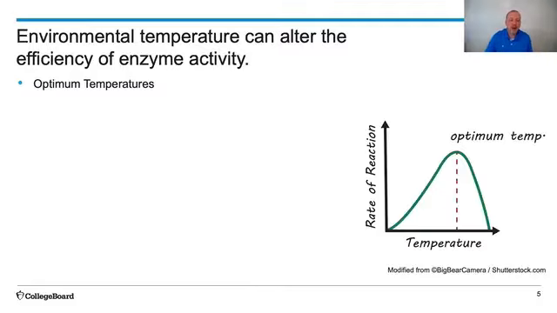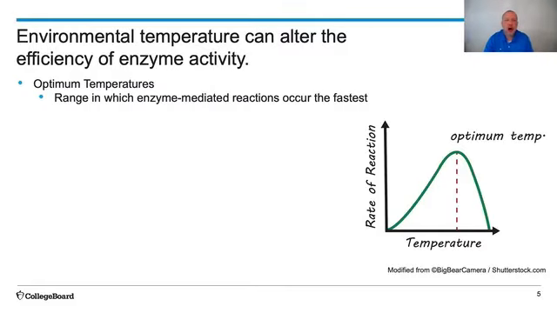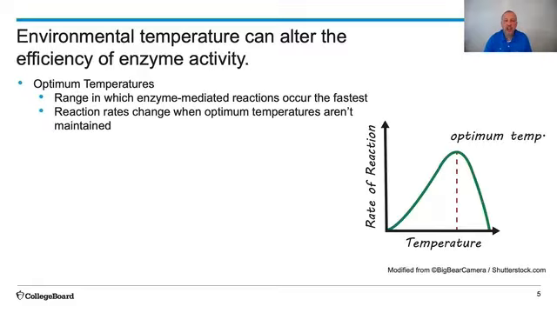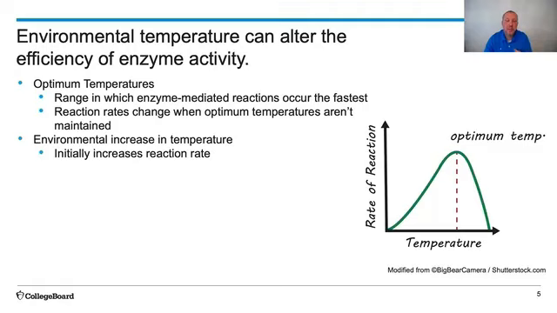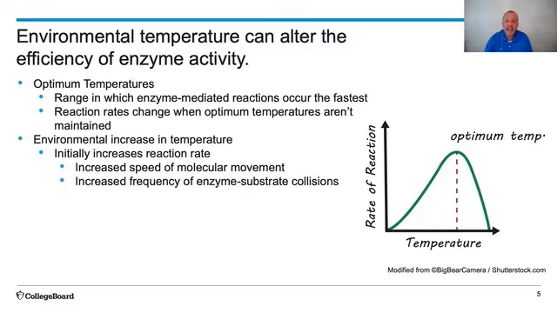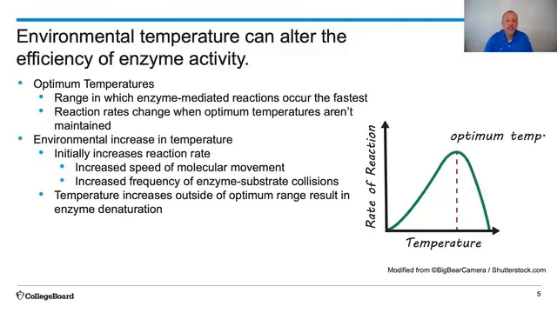So what do we mean by optimum temperature? Well, optimum temperature is a range in which enzyme-mediated reactions occur the fastest. Reaction rates change when optimum temperatures aren't maintained. When there's an environmental increase in temperature, there's an initial increase in reaction rate. This causes an increased speed of molecular movement and an increased frequency of enzyme-substrate collisions. Temperature increases outside of the optimum range result in enzyme denaturation.